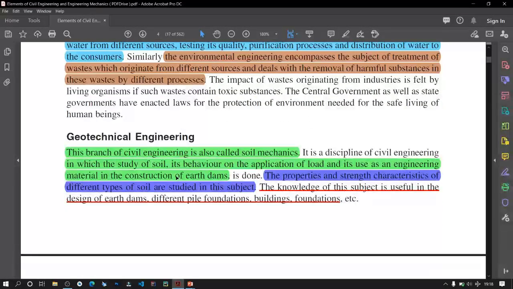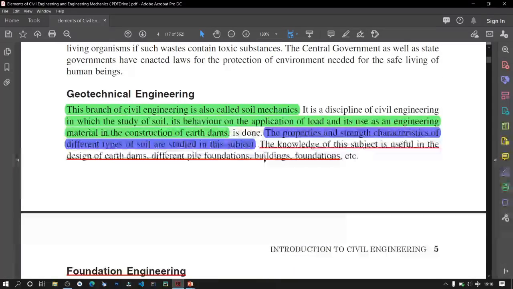Geotechnical engineering is soil mechanics. It's mainly about soil: how the soil behaves and what the quality of the soil is. The study of soil is known as geotechnical engineering.